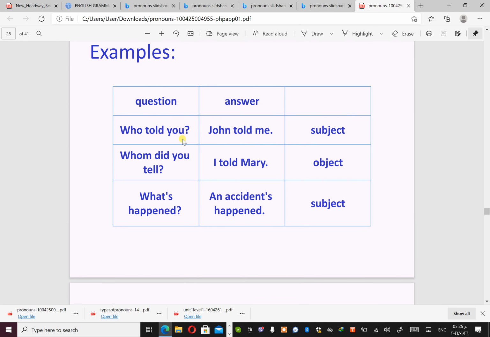For example, who told you? Or whom did you tell? Or what happened? Or sometimes, for example, you didn't tell me who broke that.